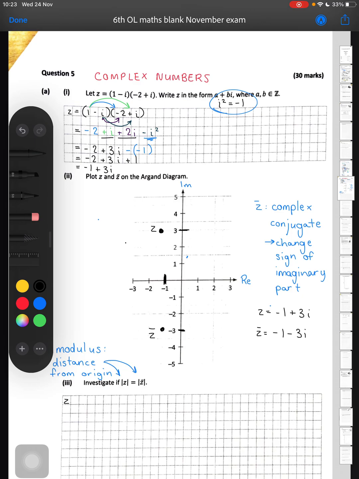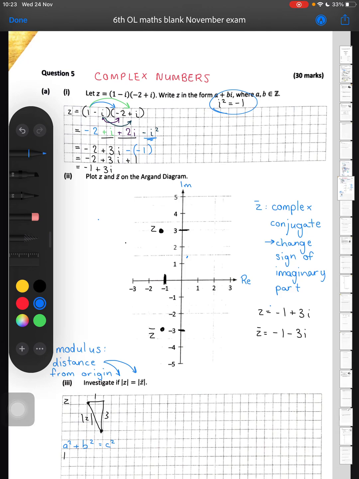so for Z, first of all, we have a point, and let's say the origin is here. Okay, and it goes 1 across and 3 down. So we are finding the modulus of Z there. So we can use Pythagoras' theorem, which is a squared plus b squared equals c squared. Okay, so c squared in this case is the modulus of Z.